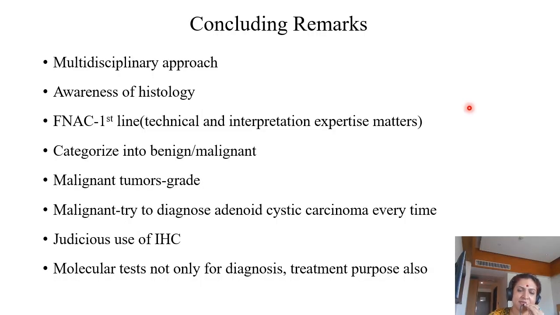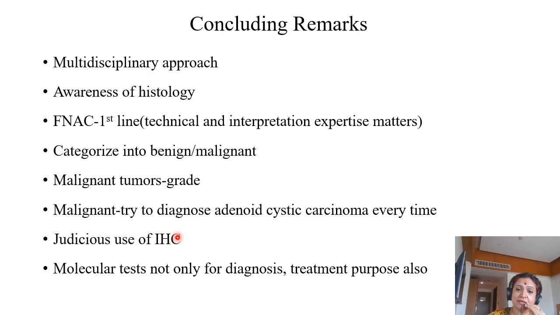And the take-home message would be that the approach to salivary gland tumors, like every other system in pathology, should be a multidisciplinary approach. You should have close discussions with your clinicians and radiologists. There should be awareness of the basic histology. FNAC is the first line in salivary gland tumors. The technical and interpretation expertise matters, and how much information you can give to your surgeon. You have to categorize into benign and malignant. For malignant tumors, give the grade.